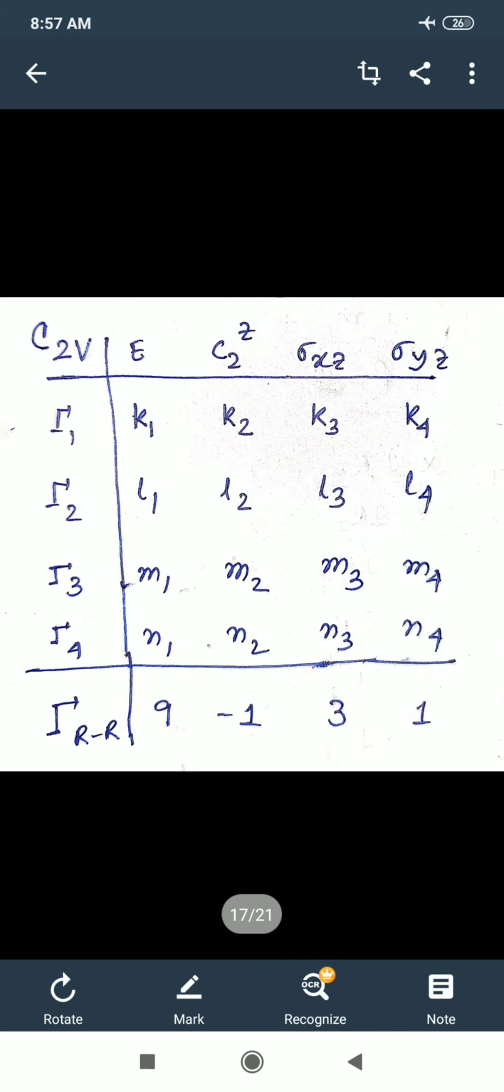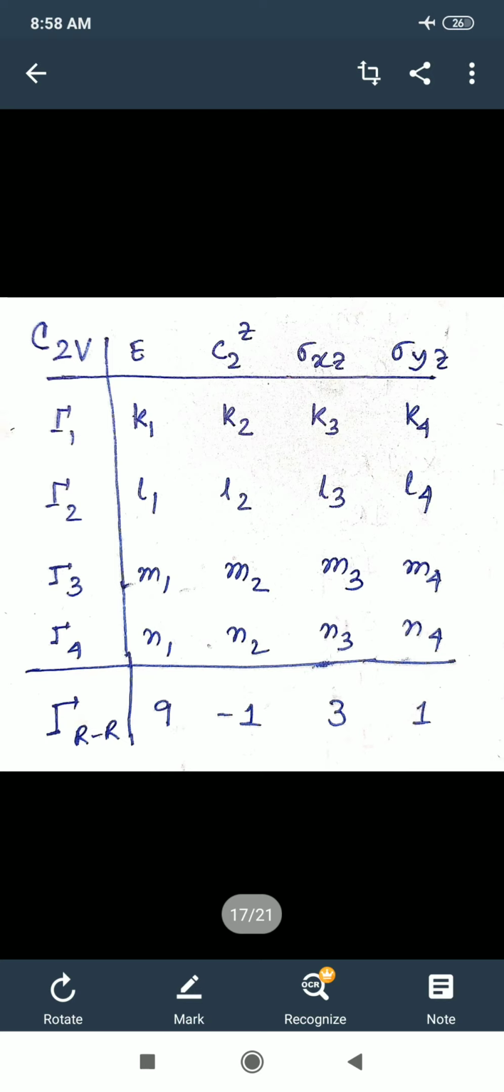That means if I write the irreducible representation with respect to E, for Bethe notation 1 it is K1, for Bethe notation 2 it is L1, for Bethe notation 3 it is M1, and for Bethe notation 4 it is N1. I have written like that. And the irreducible representations are K1, K2, K3, K4 for Bethe notation 1, L1, L2, L3, L4 for Bethe notation 2, and M1, M2, M3, M4 for Bethe notation 3, like that.